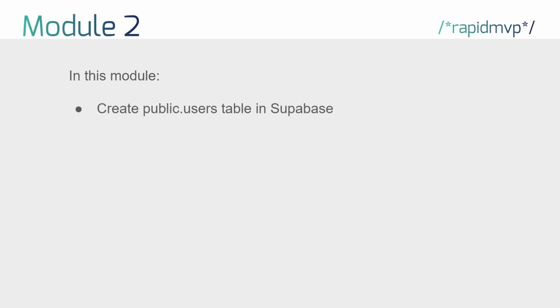we're going to create a public user table in Supabase. So this will be where our user data is stored that we access from our app, and which is what we use to control the flow of the app and what the user sees and how the user interacts with the database.